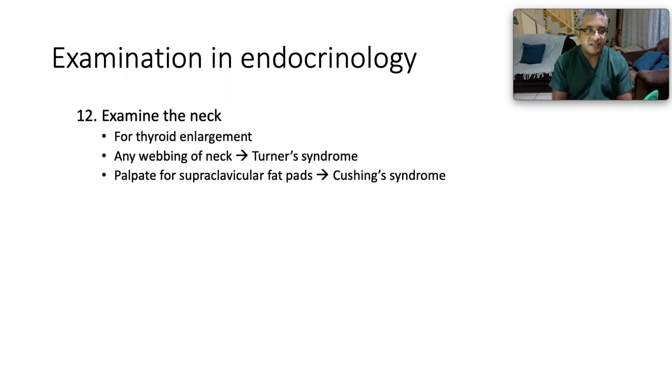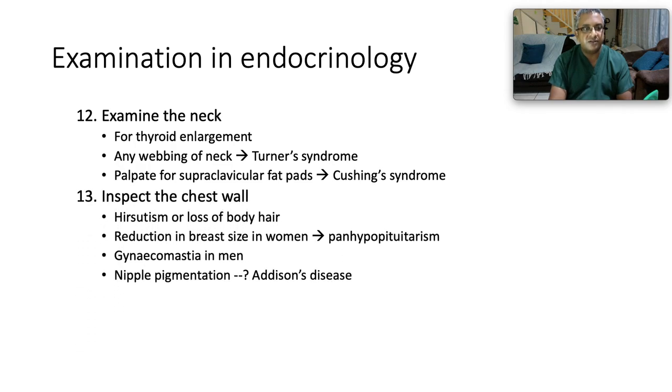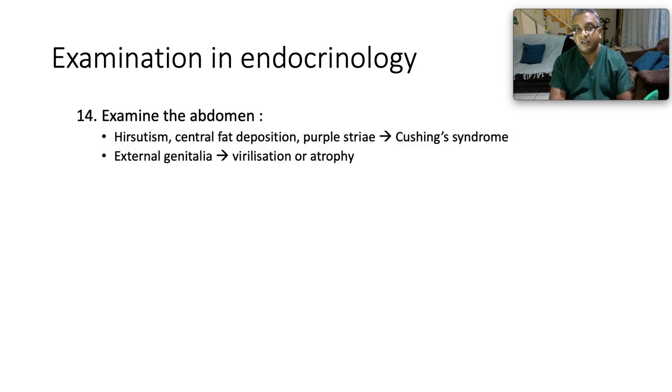Alrighty. Examine the neck for thyroid enlargement. I'm going to be doing a completely separate video talking about examination of the thyroid. So watch out for that one. Any webbing of the neck speaks to Turner syndrome. Supraclavicular and dorsocervical fat pads speak to Cushing syndrome. Inspect the chest wall. We're looking for hirsutism or loss of body hair. Reduction in the breast size in women speaks to panhypopituitarism. Gynecomastia in men. Nipple pigmentation also happens or may happen in the setting of Addison's disease.